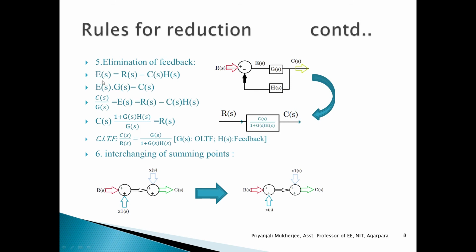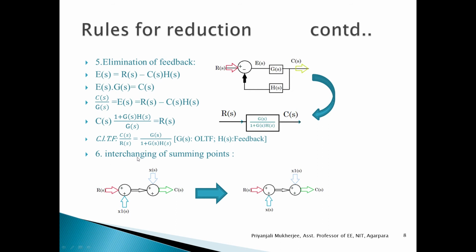Using these two equations, we can write C(s) by G(s) equal to E(s), and that is equal to R(s) minus C(s)H(s). From this equation, we can find the closed loop transfer function, that is the output C(s) divided by input R(s), and that is equal to G(s) by 1 plus G(s)H(s). So this is the closed loop transfer function, where the open loop transfer function is G(s). We have to keep in mind that if the sign is minus over here, then the overall transfer function will be G(s) by 1 plus G(s)H(s), and if this sign is plus, then the closed loop transfer function will be G(s) by 1 minus G(s)H(s).